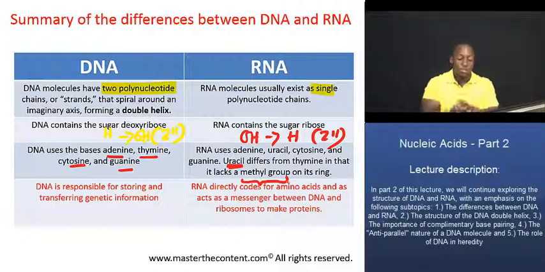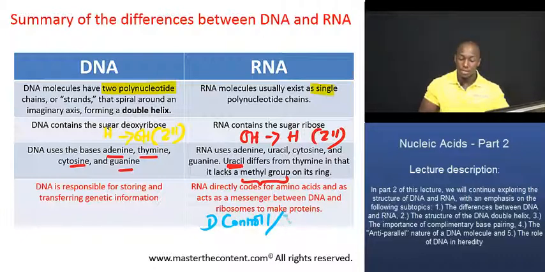Now, as far as their function is concerned, at the bottom of the table right there, DNA is responsible for storing and transferring genetic information. So the genetic instructions that comprise our genome are stored in DNA. RNA, on the other hand, is responsible for creating amino acids that act as intermediaries or messengers between DNA and ribosomes to make proteins. So to sum it up, RNA helps in controlling the structure and the processing of DNA.